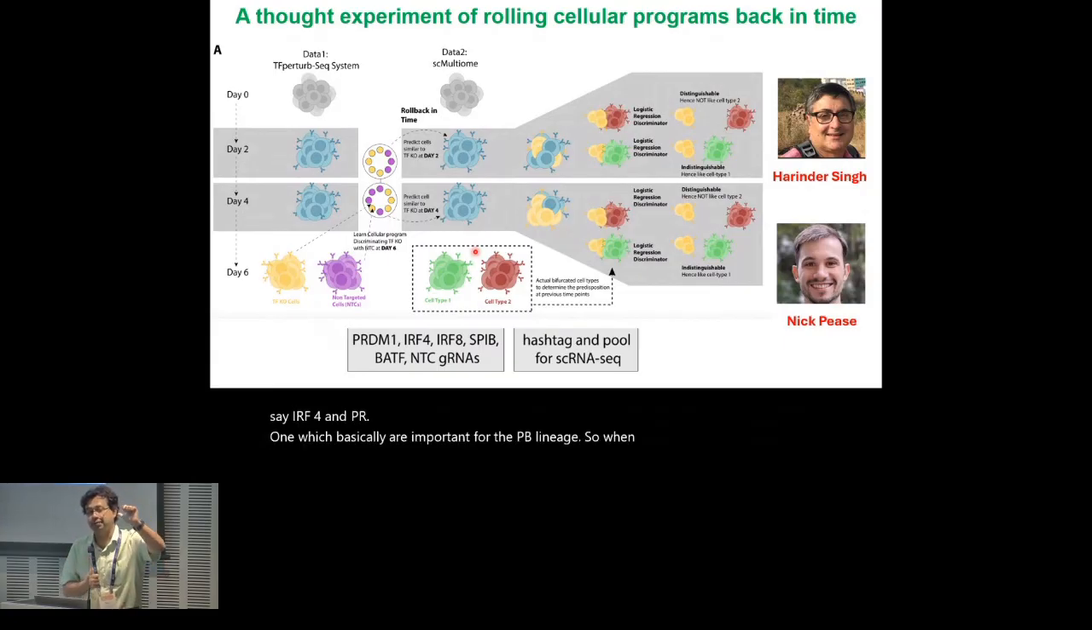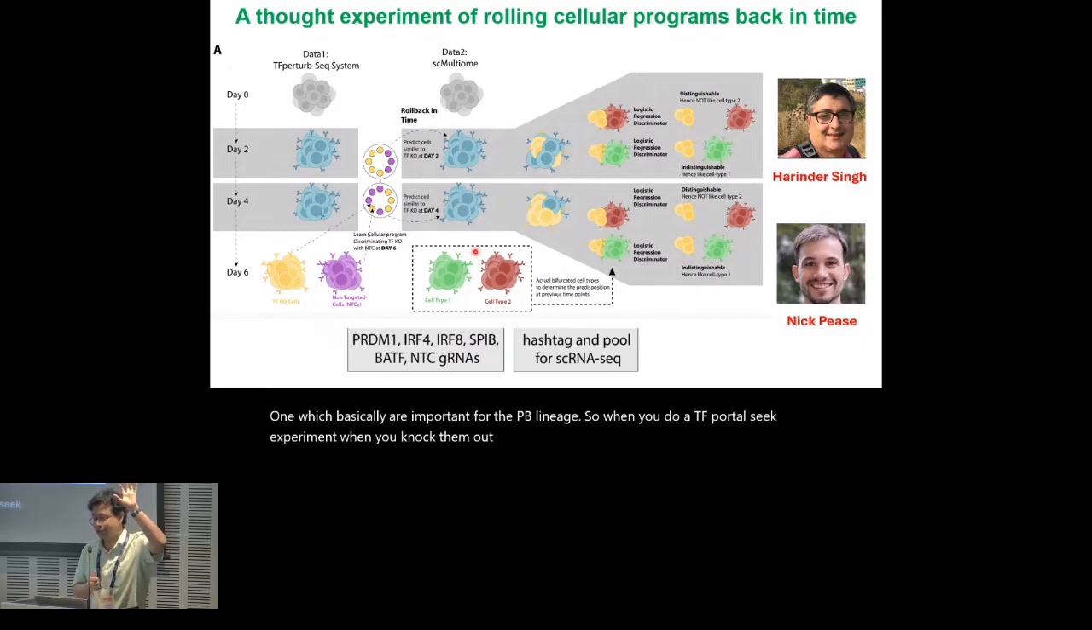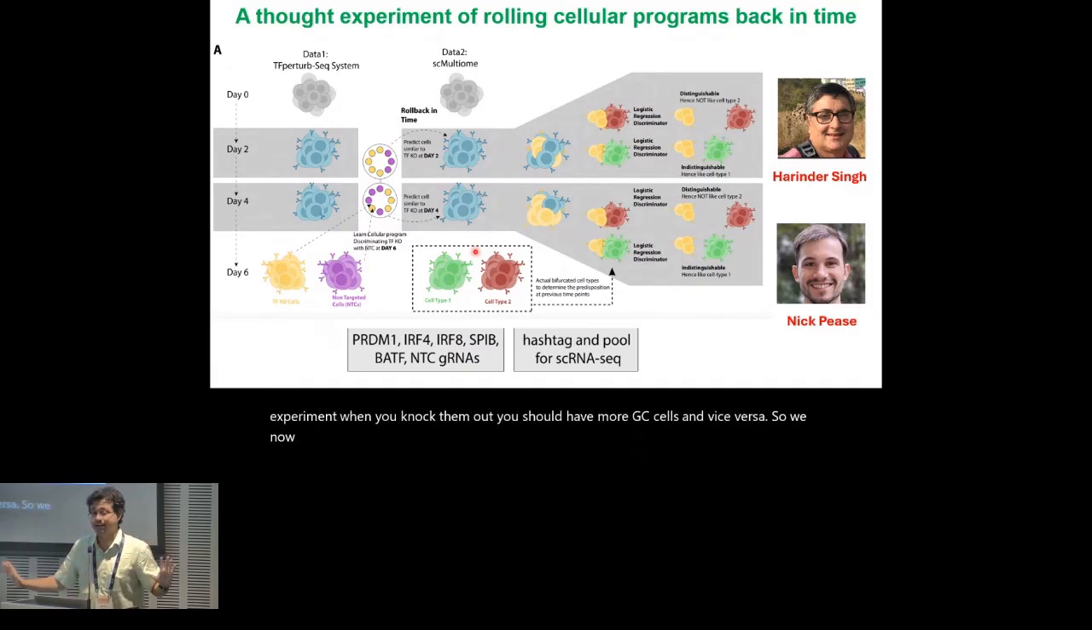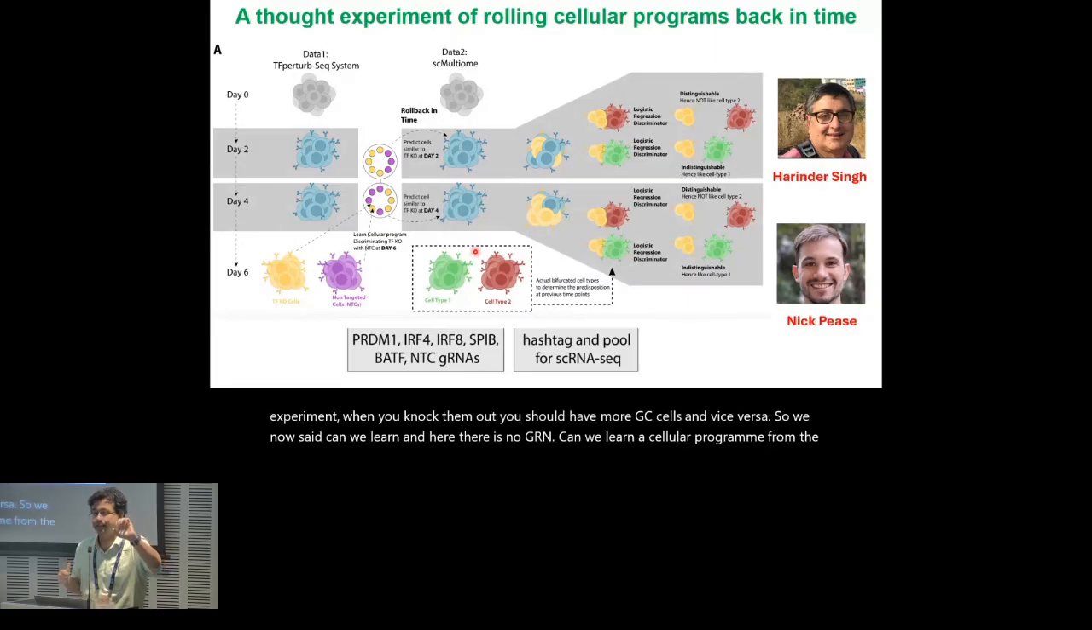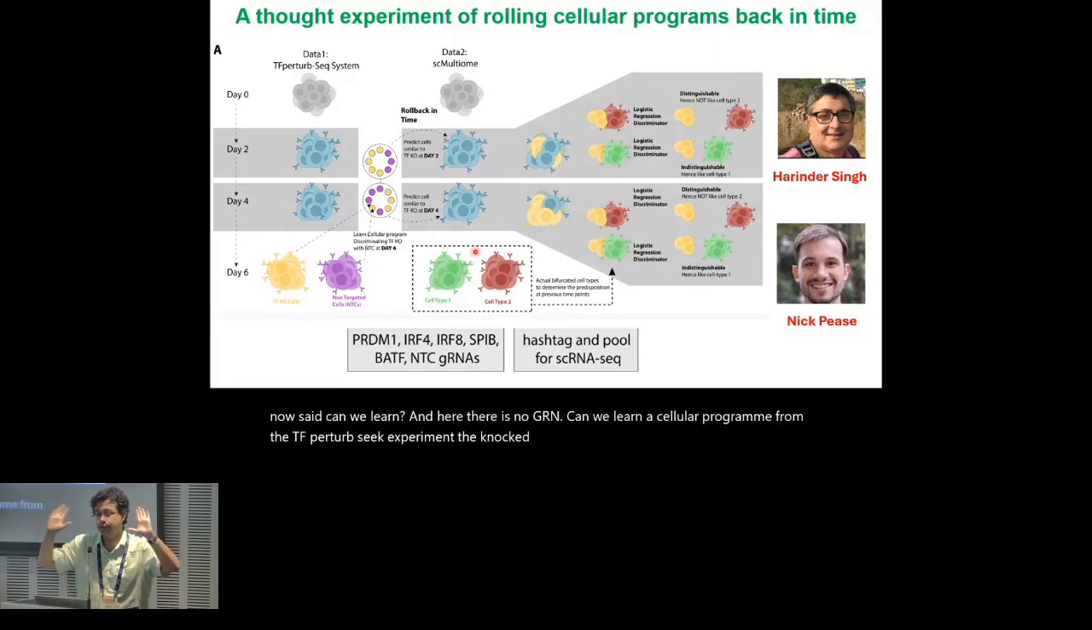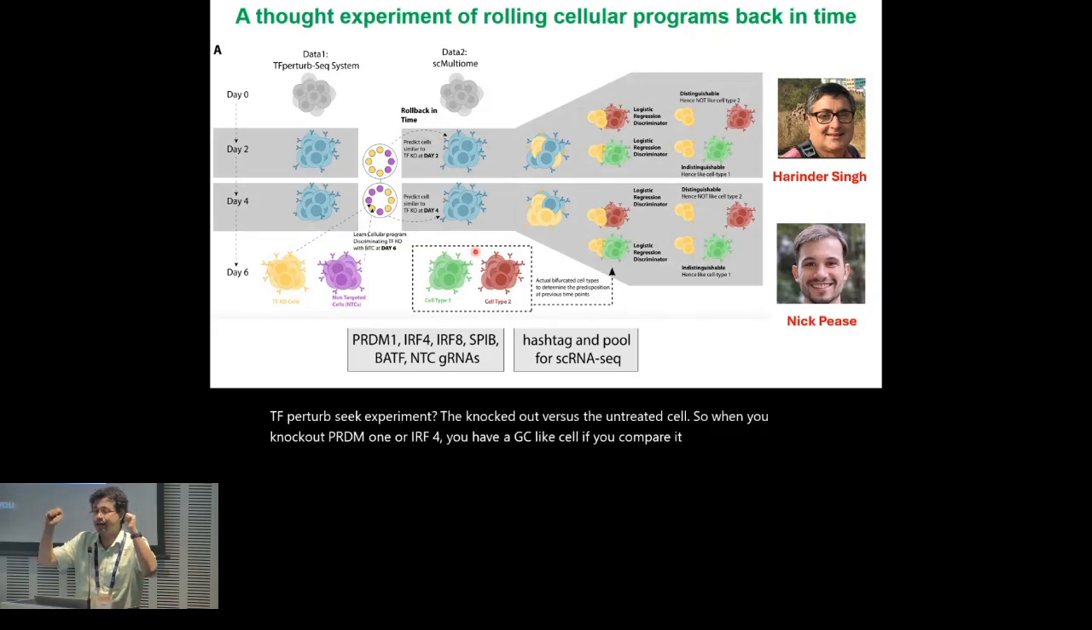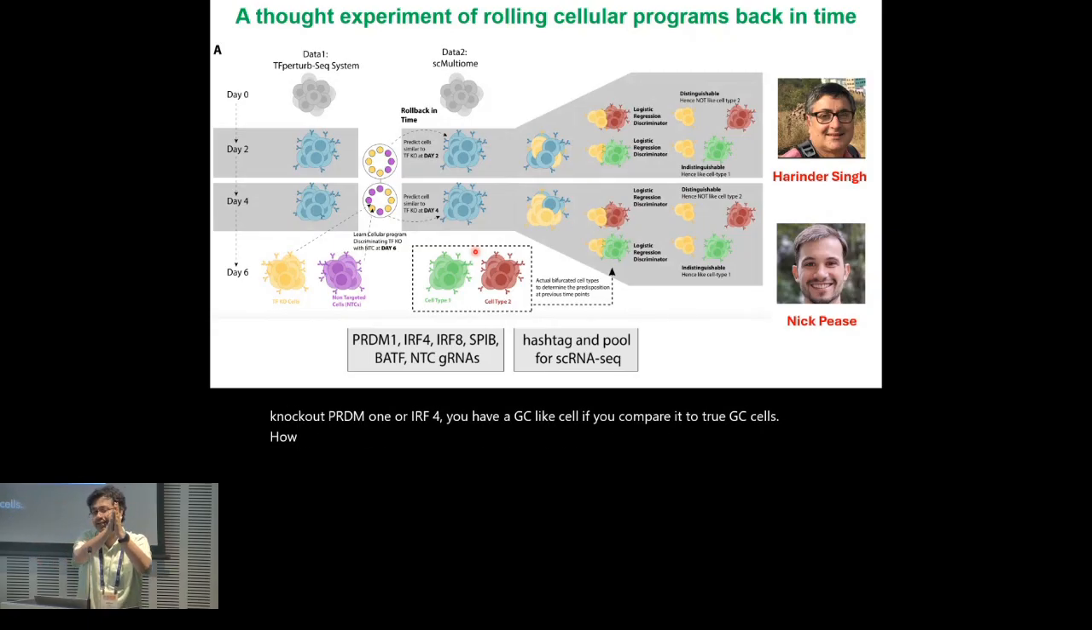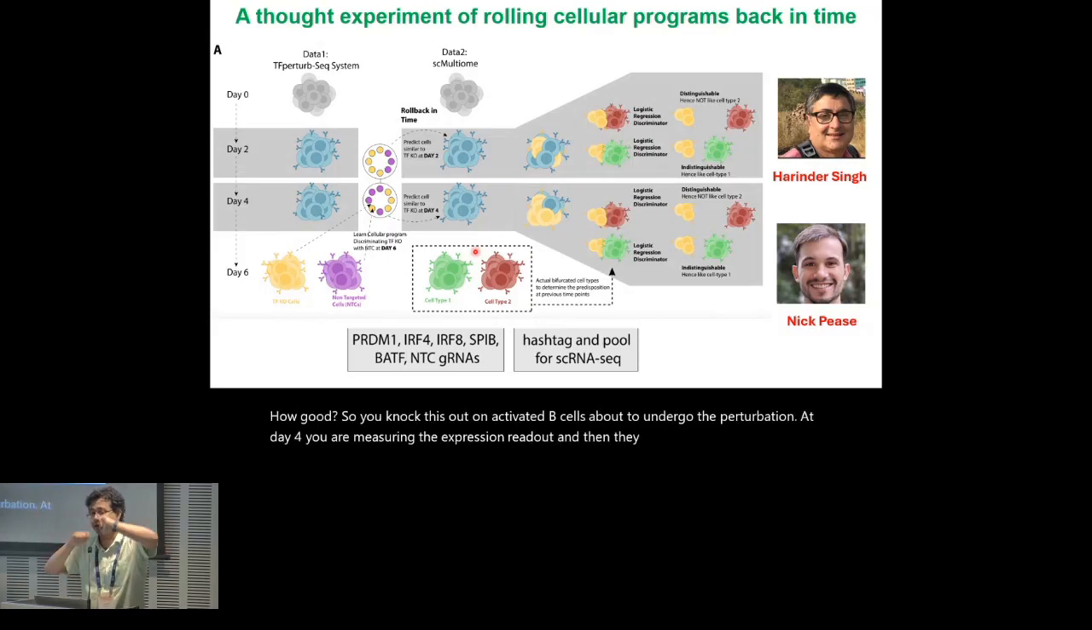So when you do a TF perturb-seq experiment, when you knock them out, you should have more GC cells and vice versa. So we now said, can we learn, and here there is no GRN, can we learn a cellular program from the TF perturb-seq experiment, the knocked out versus the untreated cell? When you knock out PRDM1 or IRF4, you have a GC-like cell. If you compare it to true GC cells, how good? So you knock this out on activated B cells about to undergo the perturbation. At day 4, you are measuring the expression readout, and then they are bifurcating. But when you artificially knock it out, it now goes mostly towards one fate or another.